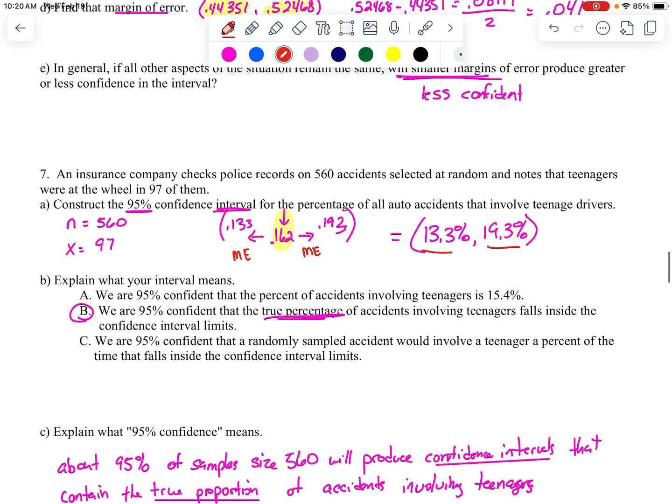Now, on all these today, I'm handwriting out most of the answers, but in reality, it's going to be multiple choice. So I left a couple of these in here as the multiple choice. So again, we're 95% confident that the true percentage of accidents involving teenagers falls inside the interval limits. Yours is going to be in a different order potentially, but that's what we're looking for, that true percentage.